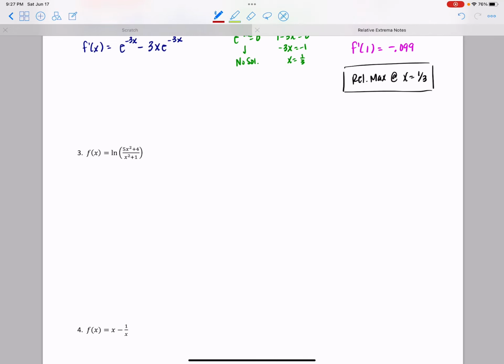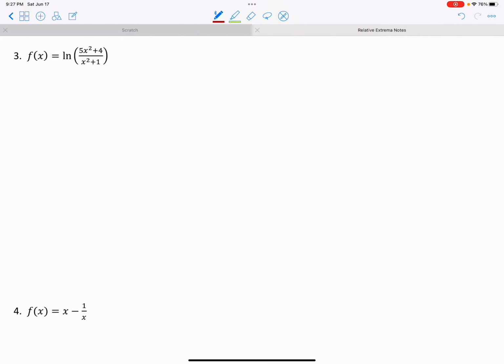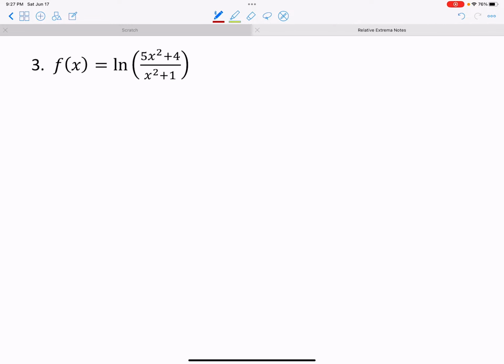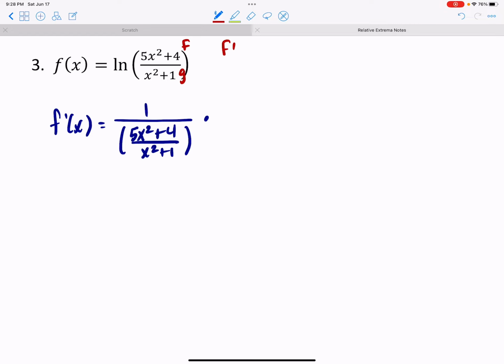All right, let's look at another one, I guess, just so we can practice using some of our other differentiation rules. So here our function is a natural log function. Remember, the derivative of a natural log is 1 over x, or in this case 1 over that fraction. So my derivative is going to be 1 over, instead of x, 5x squared plus 4 over x squared plus 1. And then because that's not just an x, I have to multiply by the derivative of that thing, which means I have to use my quotient rule. So I'm going to call that f and g. I want f prime g minus fg prime over g squared.